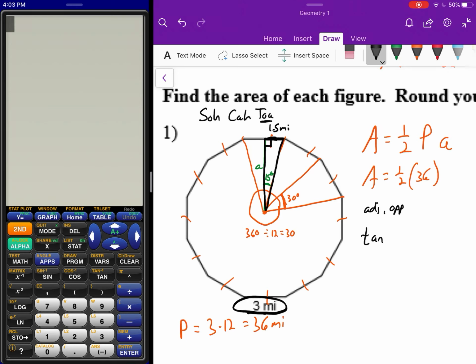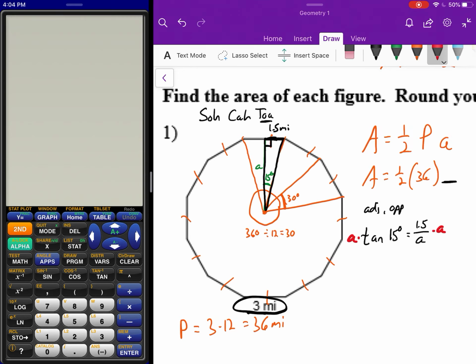So let's go ahead and find the apothem. So we have tangent. We're taking a little break here so we can find the apothem to plug in there. So the tangent of 15 degrees equals the opposite leg, which is 1.5 in this case, over the adjacent leg, which is the apothem. That's what we want to find.